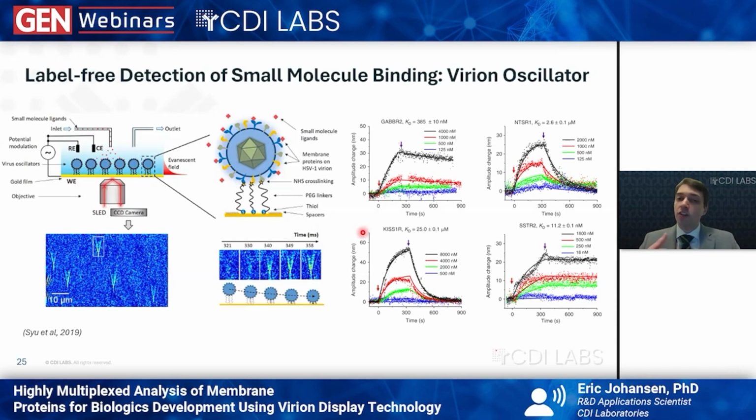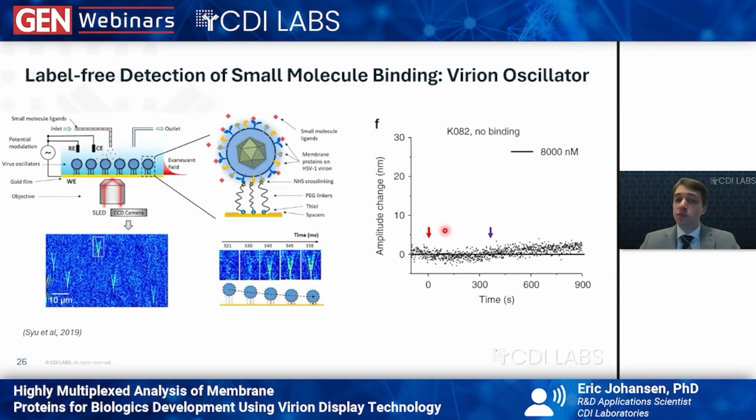The higher the concentration of peptide, the larger change in surface charge there is, the larger the amplitude change will be, which is exactly what we see for these four receptors, GABR2, kisspeptin, SSTR2, and NTSR1. Whereas when we look at our negative control, regardless of the type of peptide we add, there is no amplitude change because there is no specific binding to those virions.